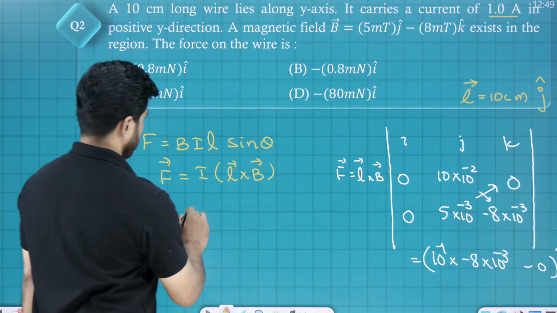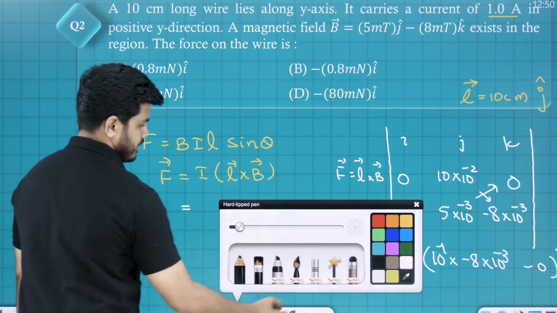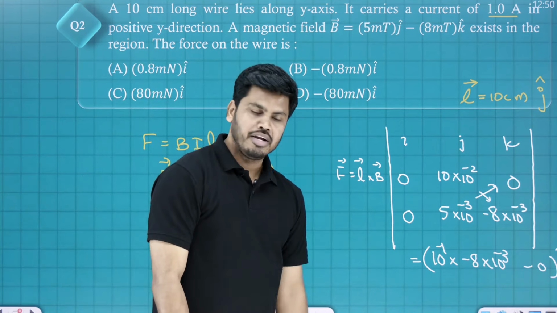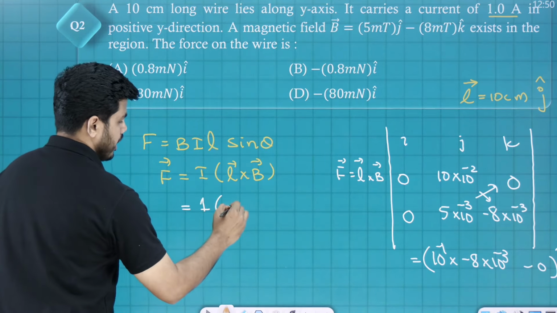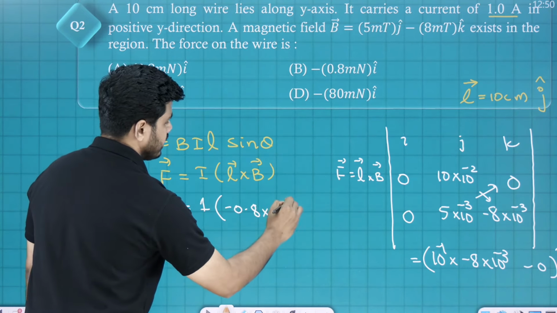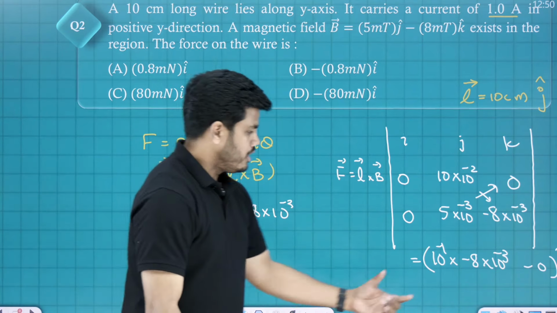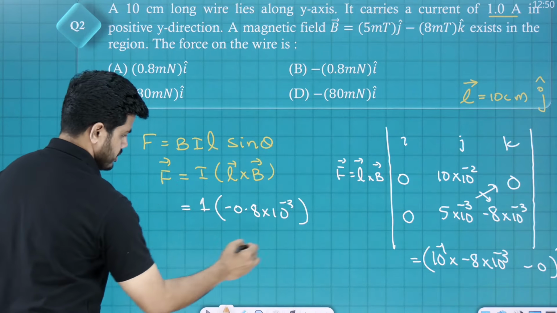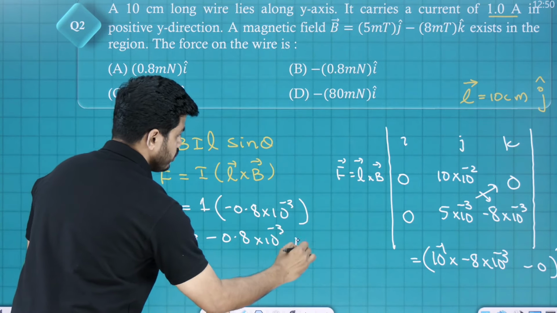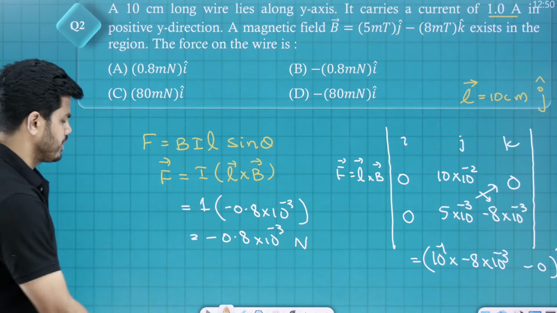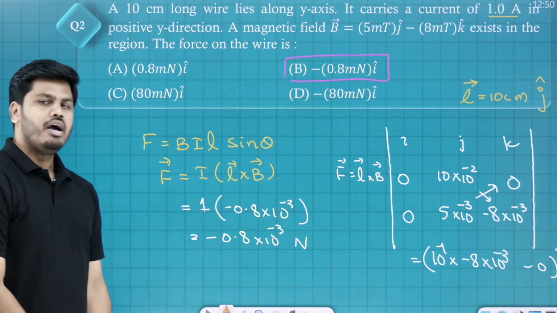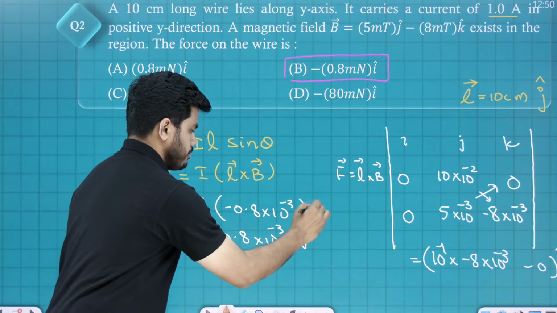Check it: this value F is equal to I into L cross B. That is the result we are looking for. I is 1 ampere, so 1 ampere into 10 raised to minus 1 into 8 is going to be minus 0.8 into 10 raised to minus 3, and minus 0, so nothing more. So finally we get minus 0.8 into 10 raised to minus 3 Newton. And 10 raised to minus 3 Newton is a millinewton, so we get minus 8 millinewton along I cap. See, that was along I cap.